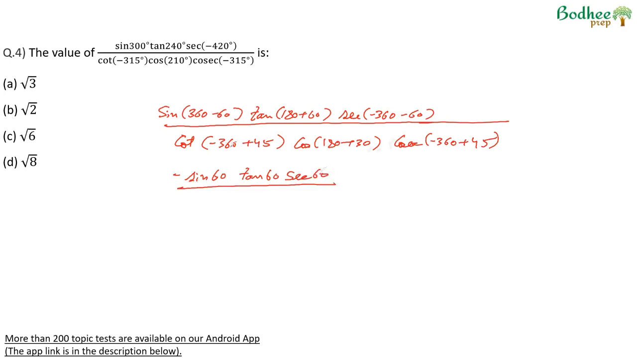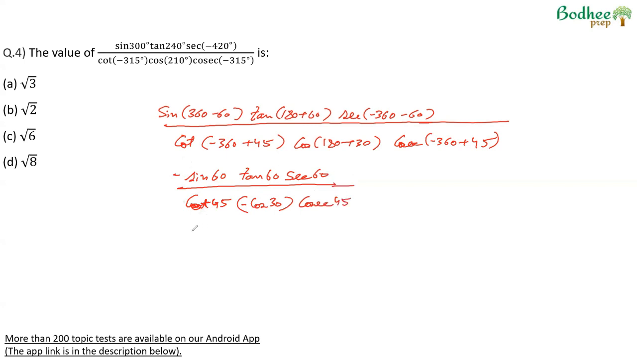Minus 360 plus 45 will be first quadrant. So cot 45. Cos 180 plus 30 is third quadrant. Cos negative. So minus cos 30. Minus 360 plus 45 again is first quadrant. Cosec positive. Cosec 45.